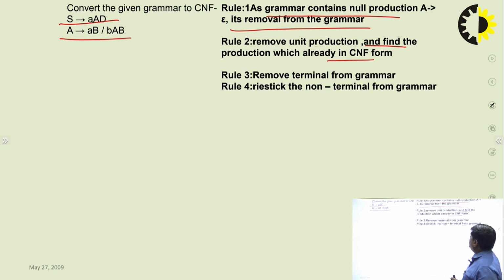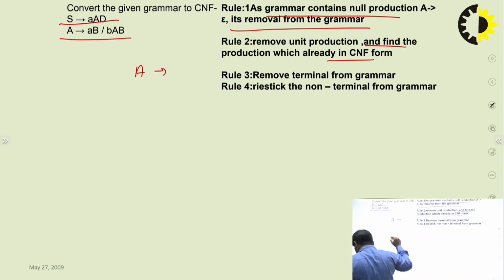Identify, find the production rule which is already in Chomsky normal form. Here three productions are given. Then what is the rule 2 or rule 3? Rule 2 is to find the production rule which is already in the Chomsky normal form. What is the Chomsky normal form?